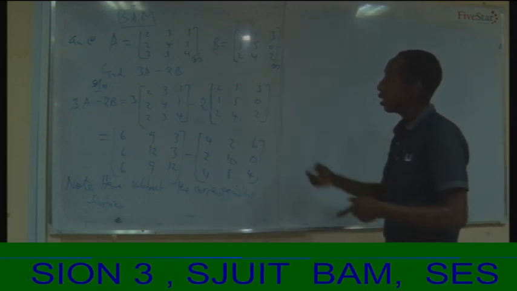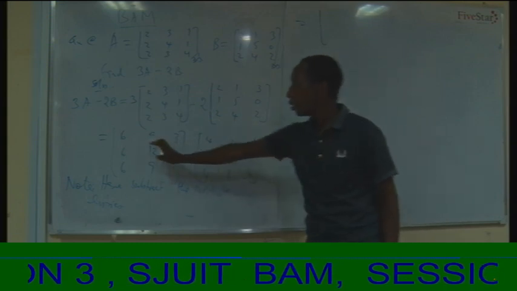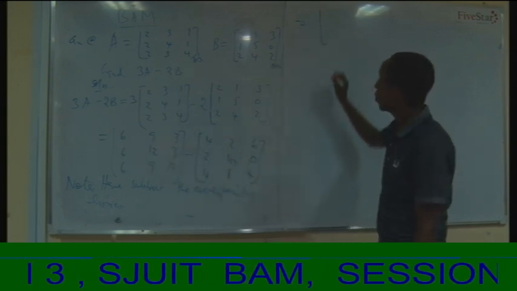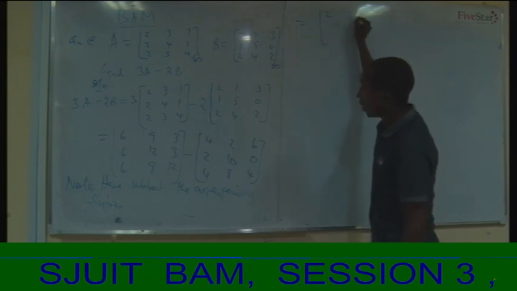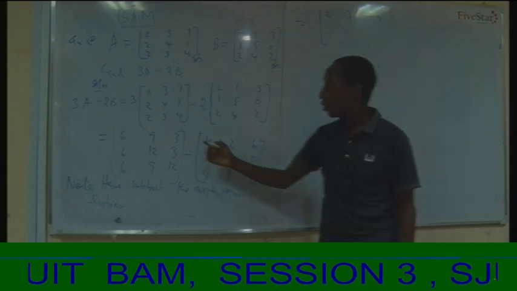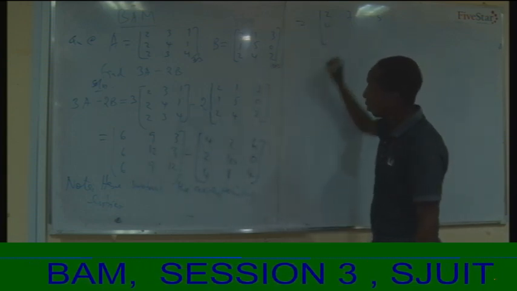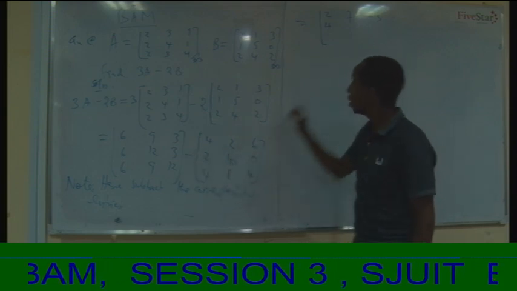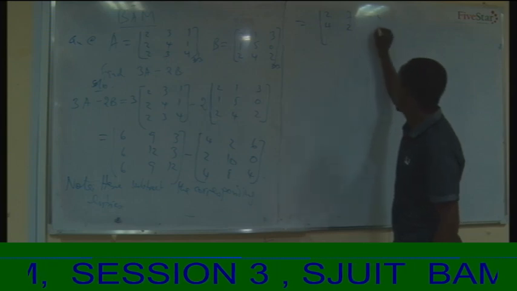Subtracting the corresponding entries, we will get the matrix of this nature. That is 6 minus 4, we get 2. 9 minus 2 is 7. 3 minus 6 is negative 3. We are done with the first row. So 6 minus 2 is 4. 12 minus 10 is 2. And 3 minus 0 is 3.